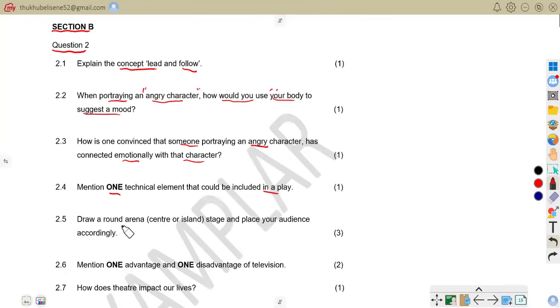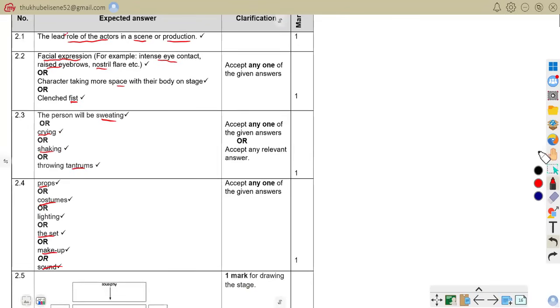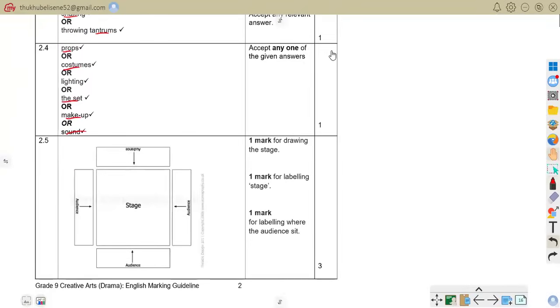2.5: Draw a round arena, center or island stage and place your audience accordingly. So this is how we can draw it. We are going to get a mark for drawing the stage and a mark for labeling where the audience sits. So here is our stage, here is our audience. So that is that.